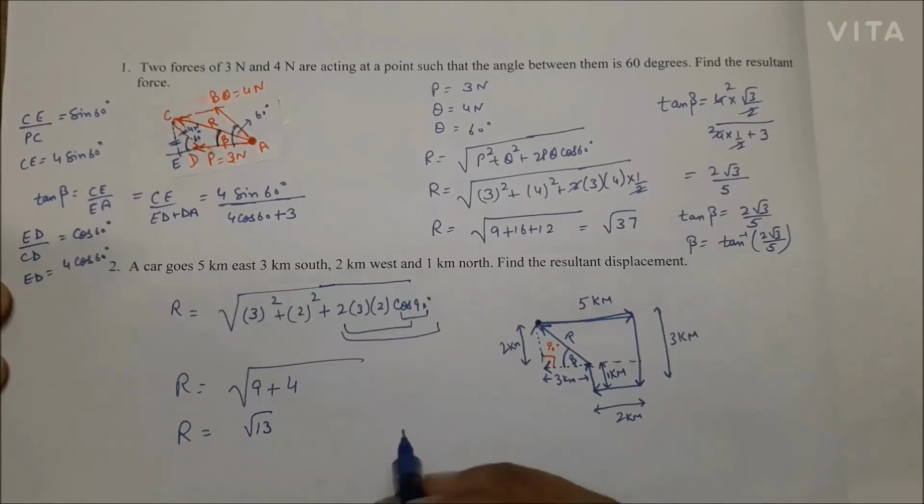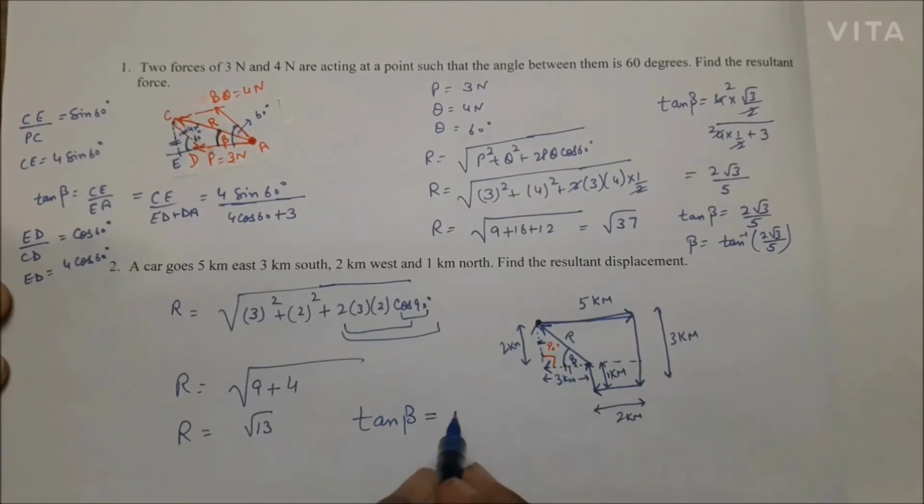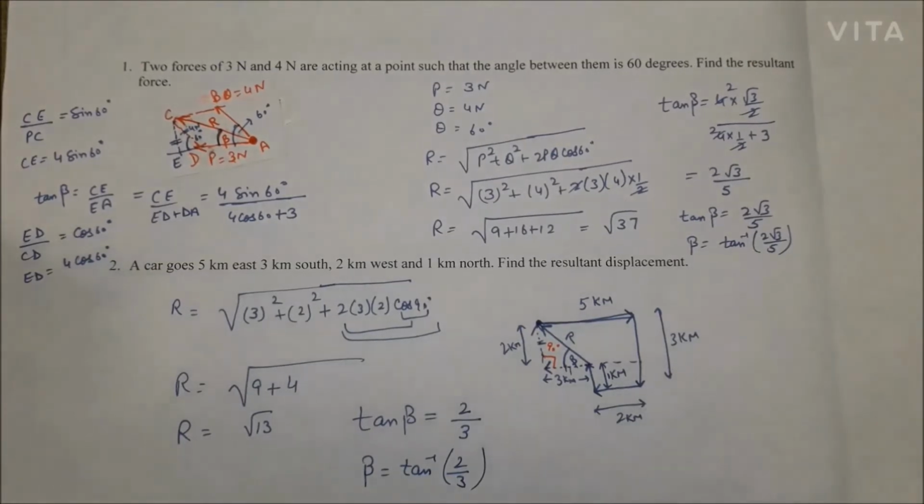Now in order to find out the direction, tan beta. Now what is tan beta? Perpendicular upon base. Now perpendicular is what? 2 and base is 3. Now your direction is tan inverse 2 upon 3. Okay, so this is the solution of our second numerical.